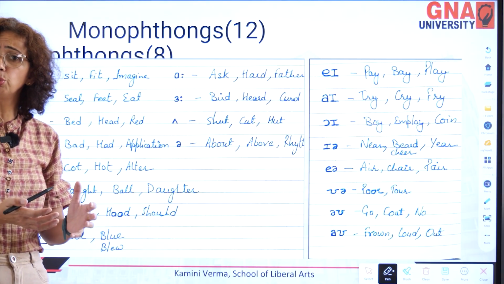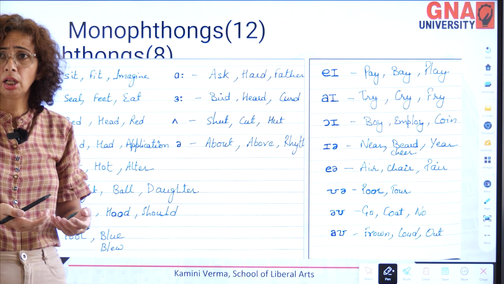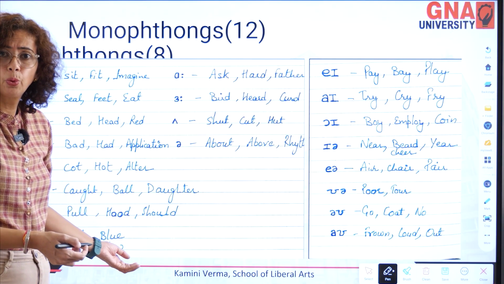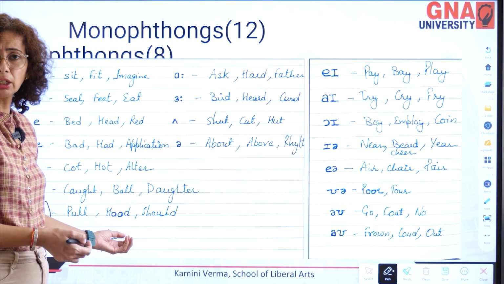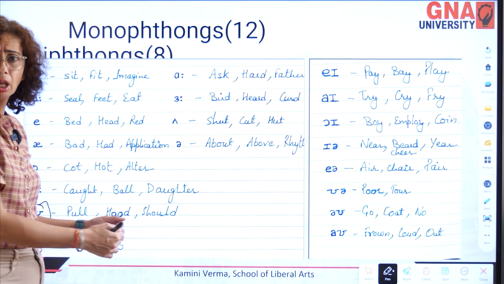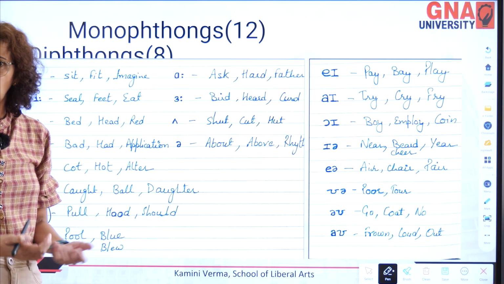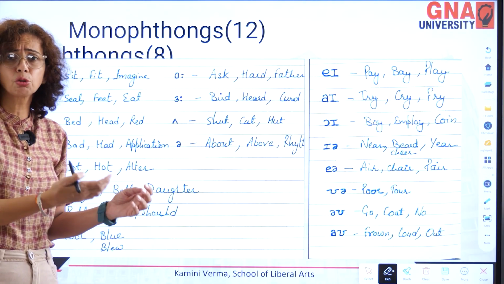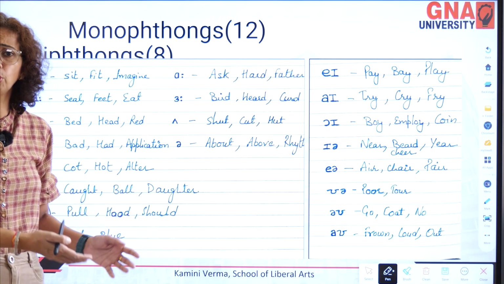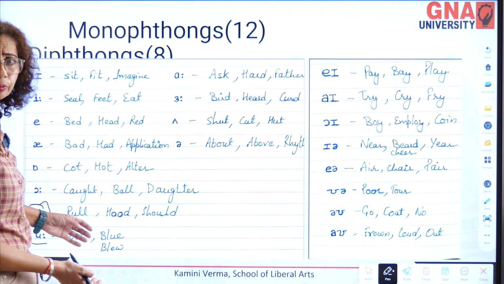And the same O when it is the stressed O: pool, blue. So these are the stressed ones. Again, let's take an example by replacing these words. Pull the door. You cannot say pool the door. On the other hand, he is swimming in the swimming pool. You cannot say it as he is swimming in the swimming pull. So this is the difference between these two sounds.